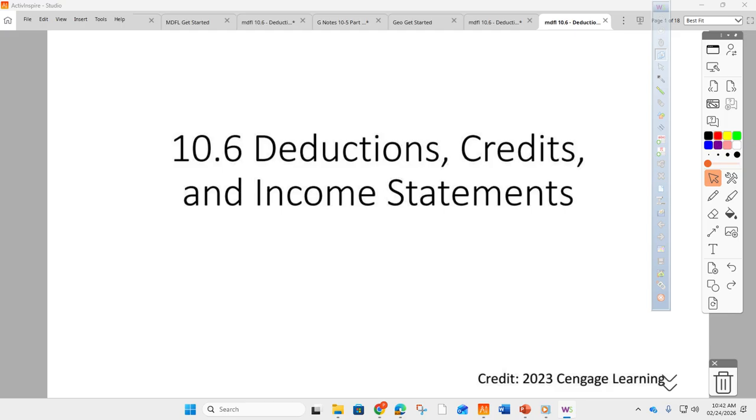Okay. I feel like this whole unit, we keep talking about the same things, right? And today is really no different. We're talking about deductions, credits, and income statements. You've been talking about that the whole time. You've been reading articles, looking at infographics, doing the Edpuzzle thing, all different ways. Because this is a super important unit.